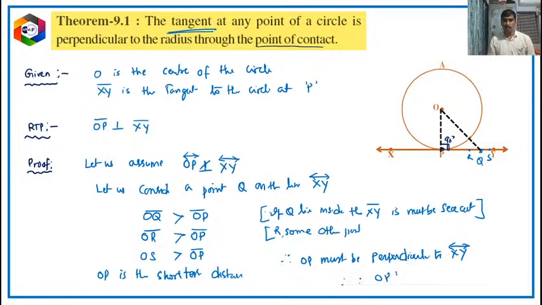Therefore, OP is perpendicular to XY, or else angle OPS or OPQ will be equal to 90 degrees. So, radius always makes 90 degrees with the tangent. This is a small logical proof you will get for 2 marks usually in examinations. So tangent at any point of a circle is perpendicular to the radius.